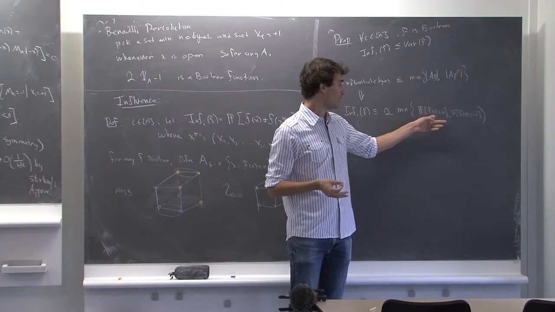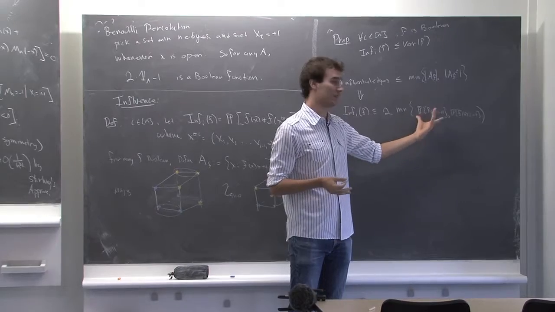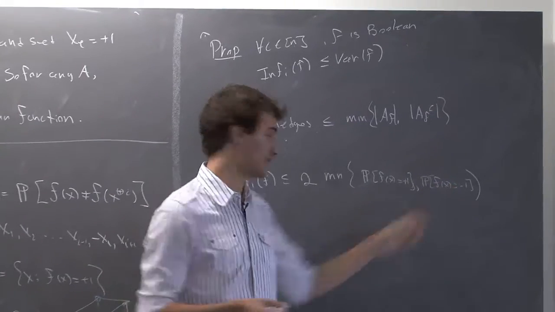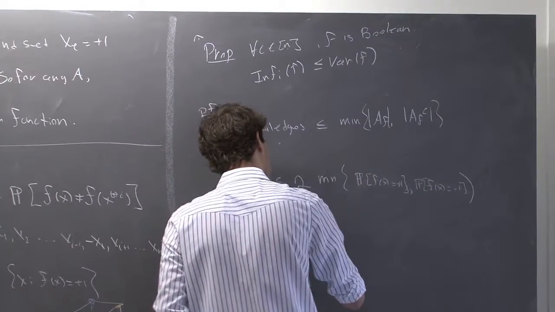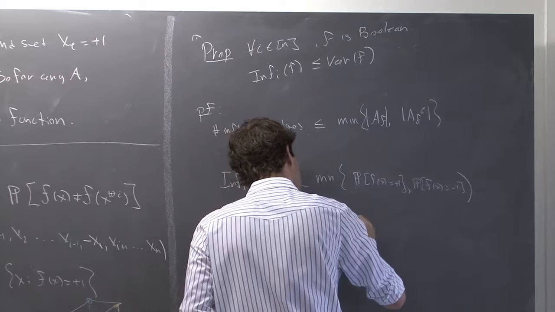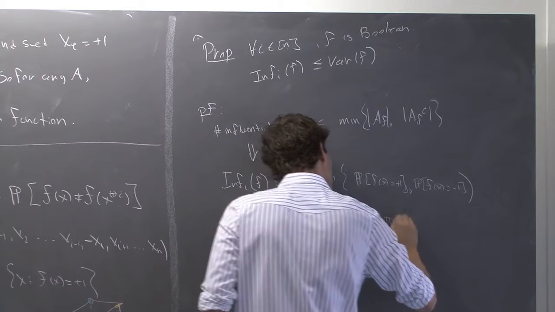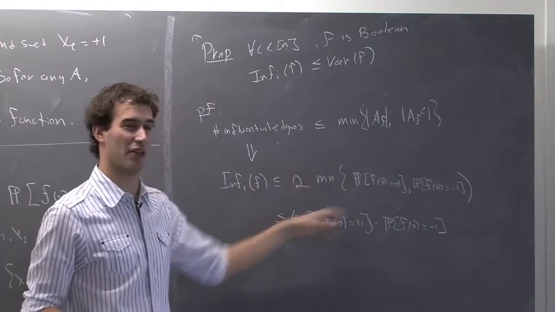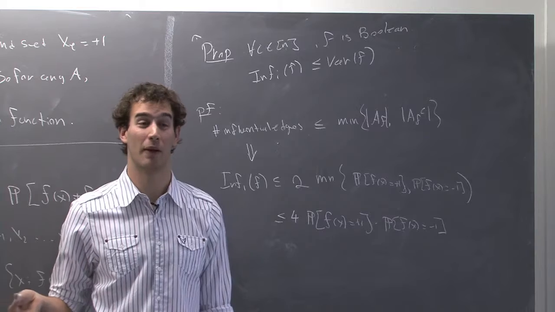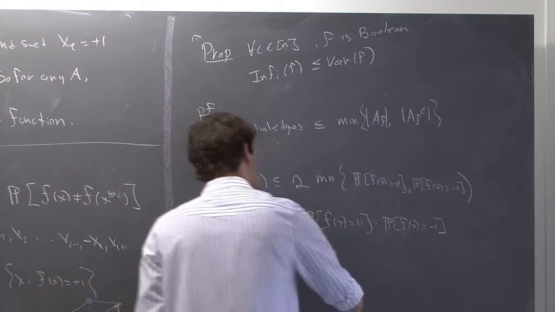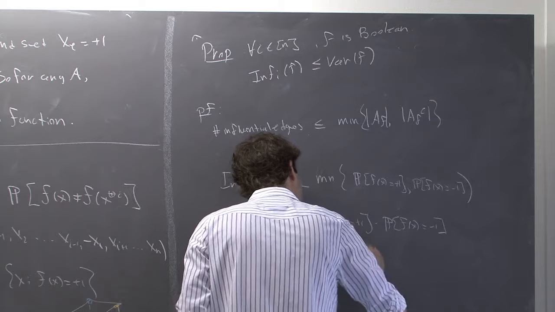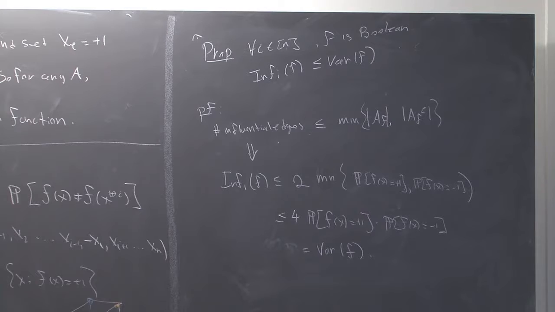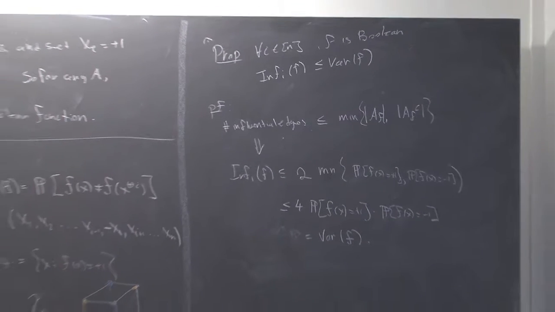Now, suppose that the minimizer is this, so the probability is strictly smaller than a half. Then the other probability is strictly larger than a half. So I can say, just completely for free, that the influence is bounded below, because whichever one is smaller, 2 times the other one is bounded below by 1. And this is, of course, equal to the variance when f is Boolean. So that's sort of the first indication that variance is the thing we want to scale influence by.